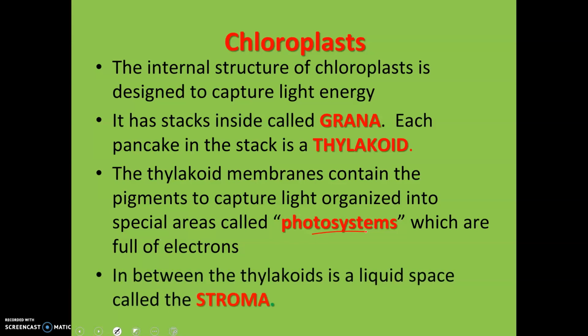Now, between the thylakoids is a liquid. It's called the stroma. It turns out that the thylakoid membrane is where the light reactions are going to happen, which is the first steps in photosynthesis. And then the stroma is where the Calvin cycle, sometimes called the dark reactions or the light-independent reactions, are going to happen. So the two different parts of the chloroplast have two different jobs.